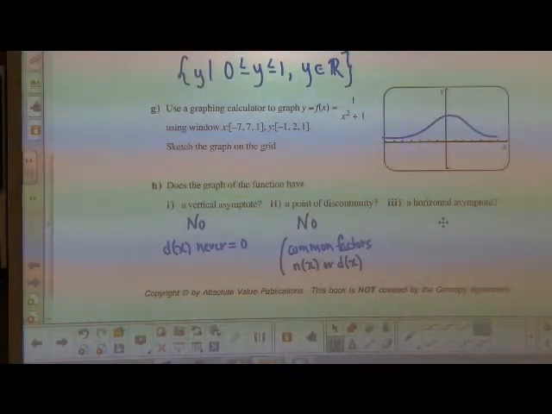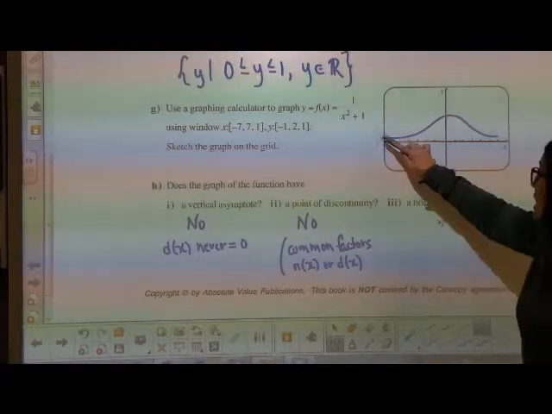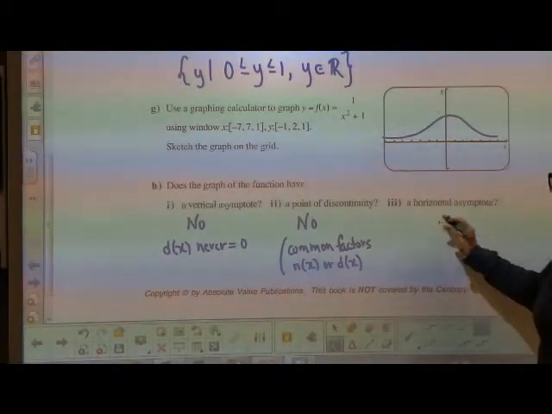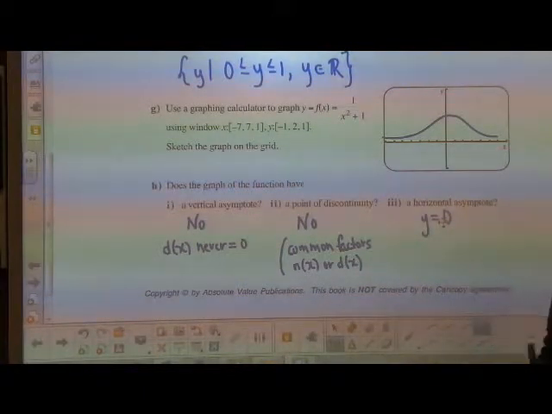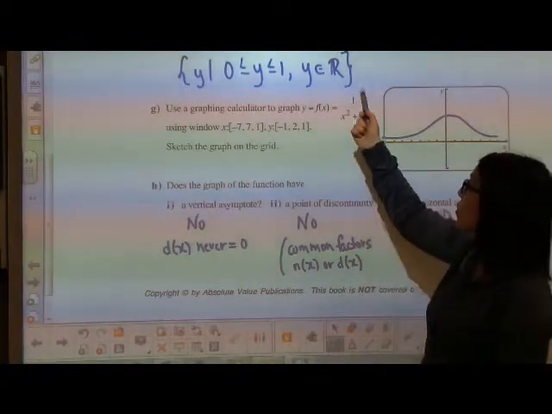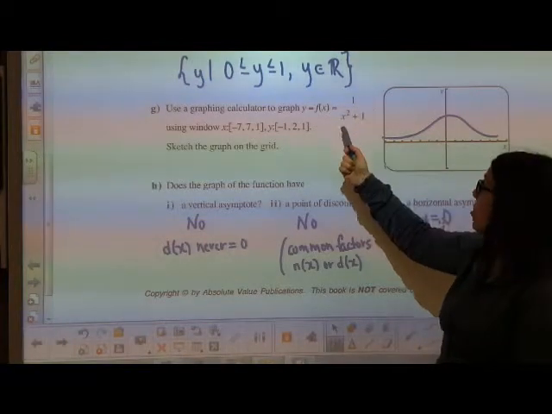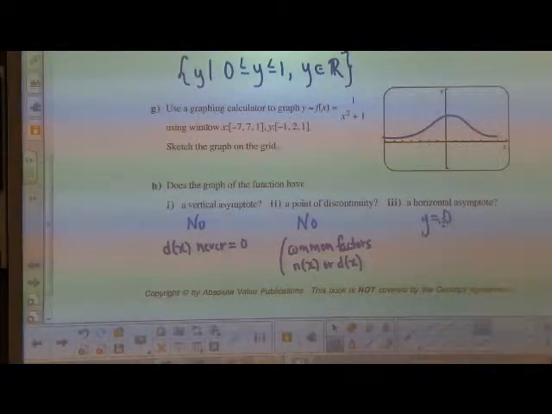Do I have a horizontal asymptote? Yes, I do. And it's the x-axis, which is the equation y equals 0, which still follows our rule. The degree of the top was 0, and the degree of the bottom was 2. So it still follows that rule where if the degree of the numerator is less than the denominator, the x-axis becomes my asymptote.